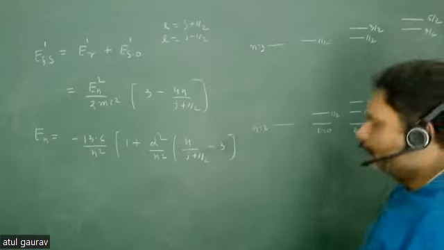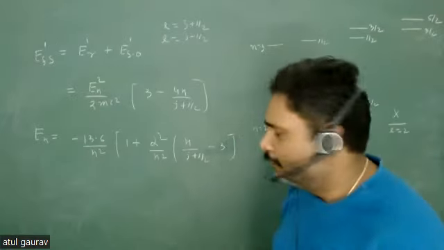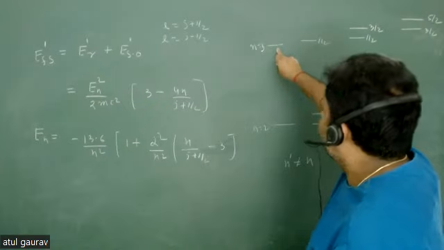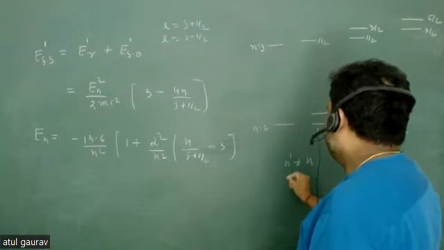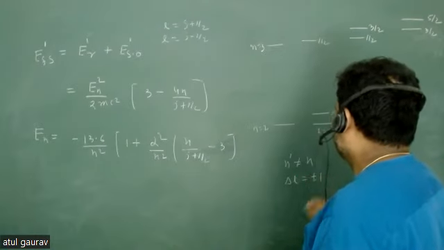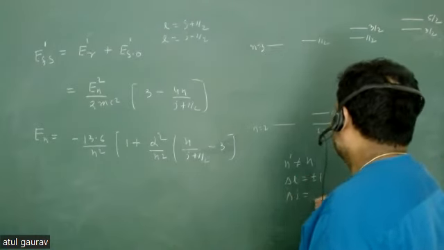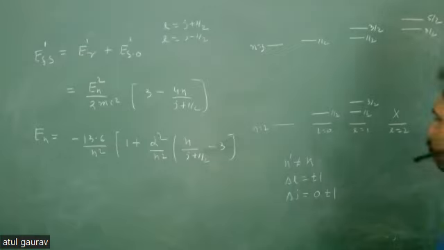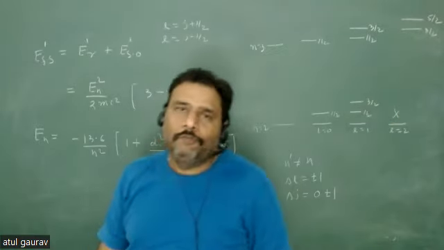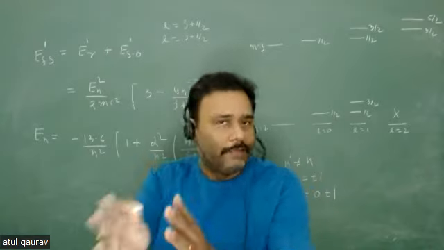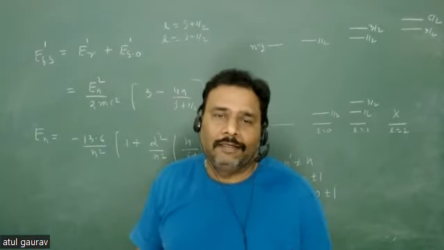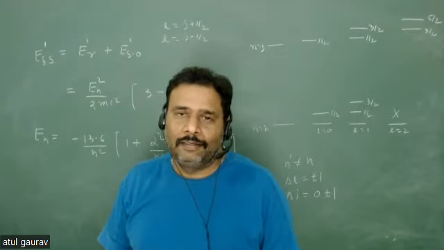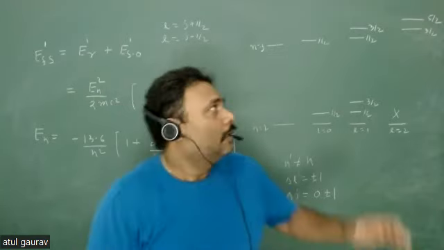Now, if you go for the dipole-dipole transition here, then the selection rule is N dash is not equal to N, so obviously it will go from 3 to 2. Here delta L is equal to plus minus 1, and delta J, these are our quantum numbers, is 0 plus minus 1. So how many lines will be there? You will get 7 lines. But what you will find in a lab is exactly 5 lines. Why these 5 lines? Because two transitions have the same level.